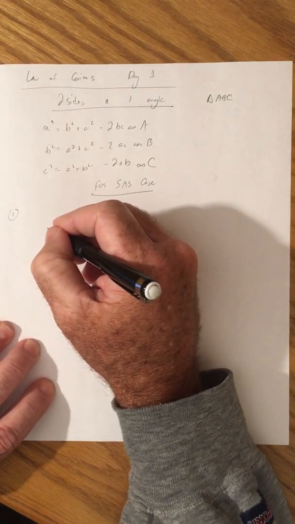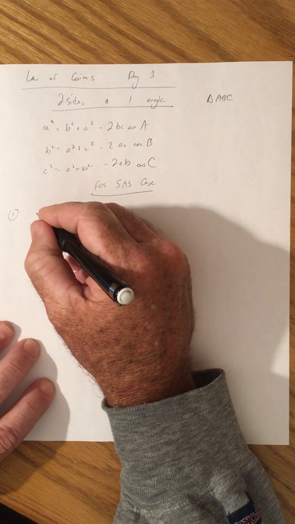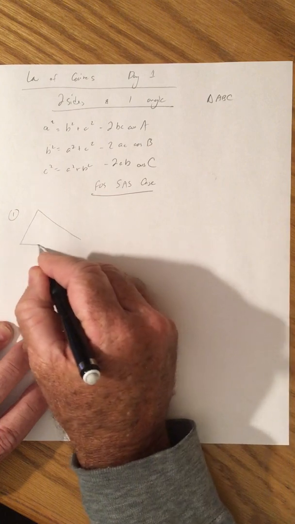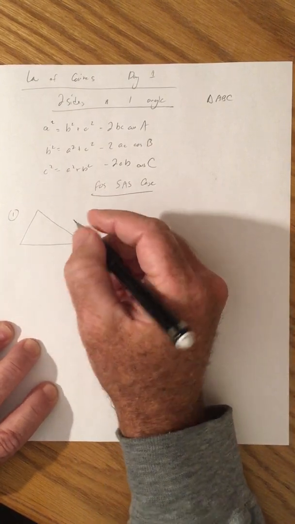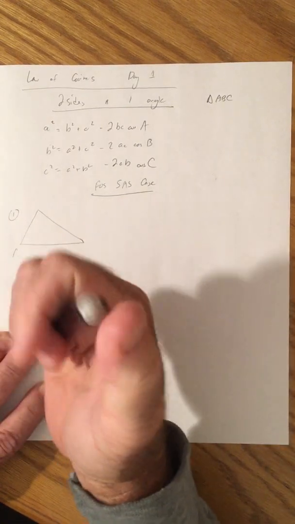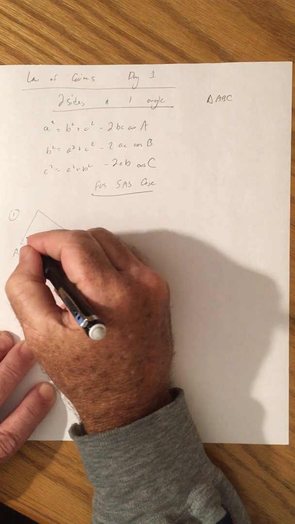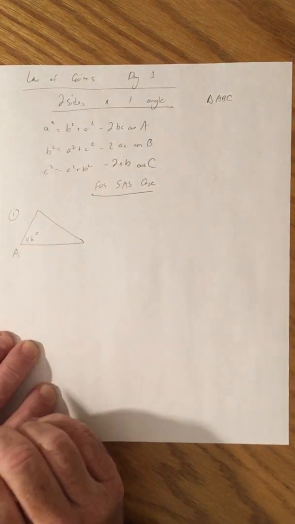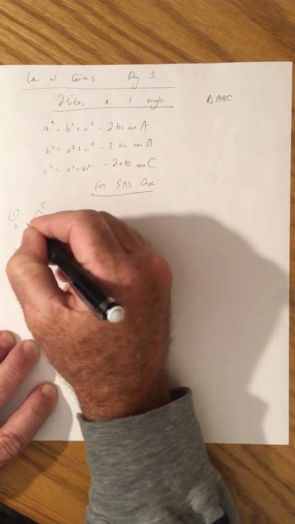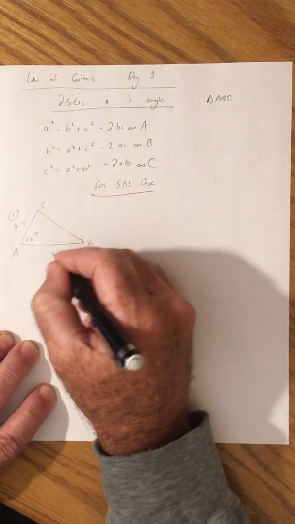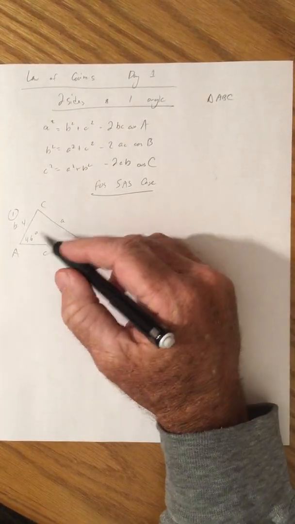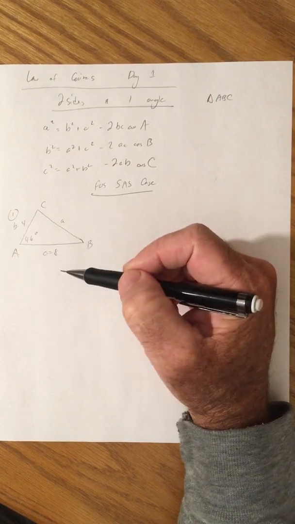Okay, so problem number 1, they're all drawn for you. Okay, so we have A is given as 46 degrees. Side B is given as 4, and side C is given as 8. Now side A is over here. It's the unknown side, and this is side angle side in that order.